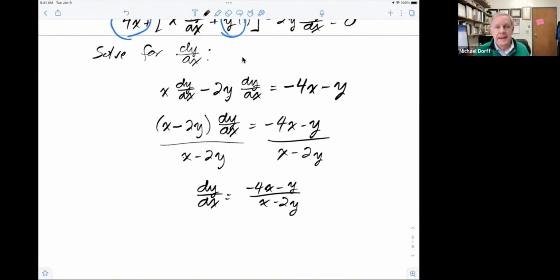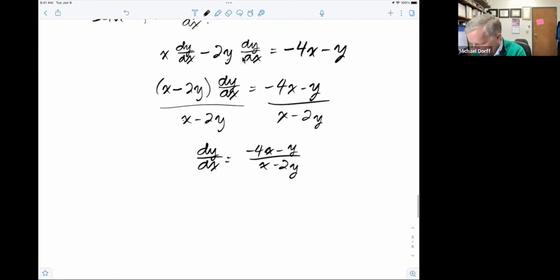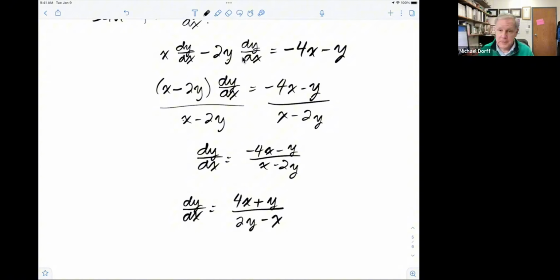And that's an answer. Now, the book, if this were a problem on the homework, they probably would not write the answer like this. They would probably write the answer as 4x plus y over 2y minus x. That's probably how they would answer it. How did they get that from what we had before? Both answers are correct. How did they do that?